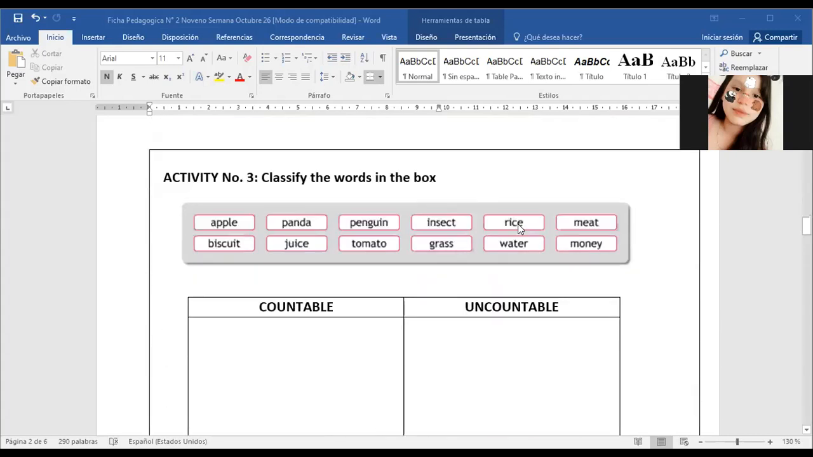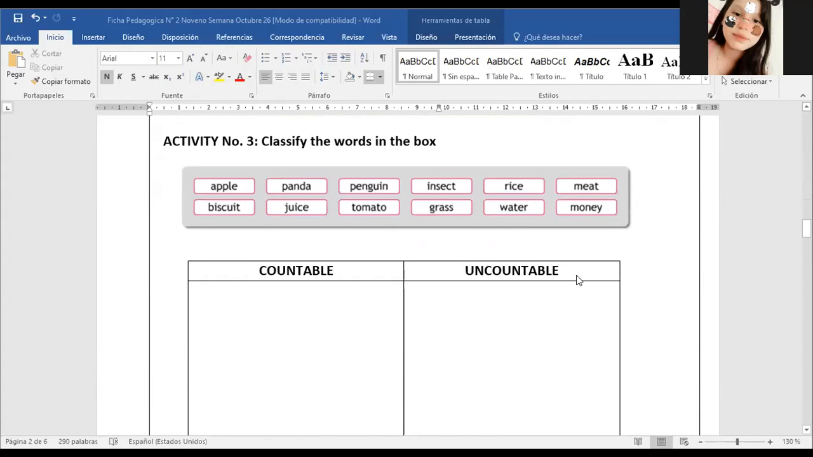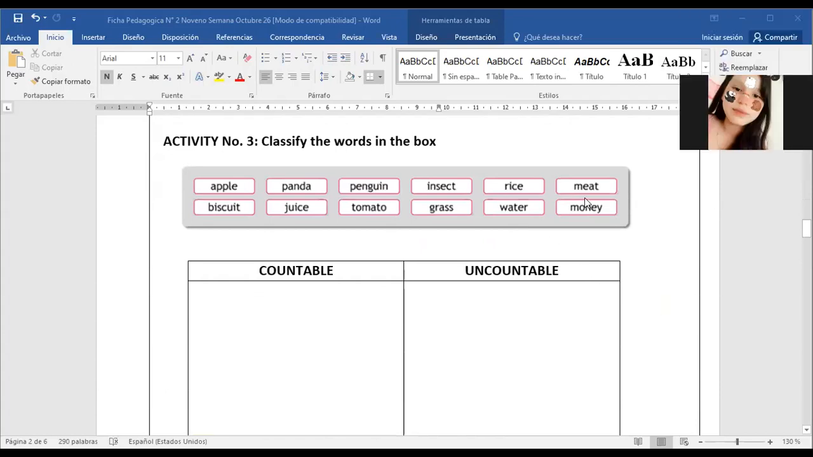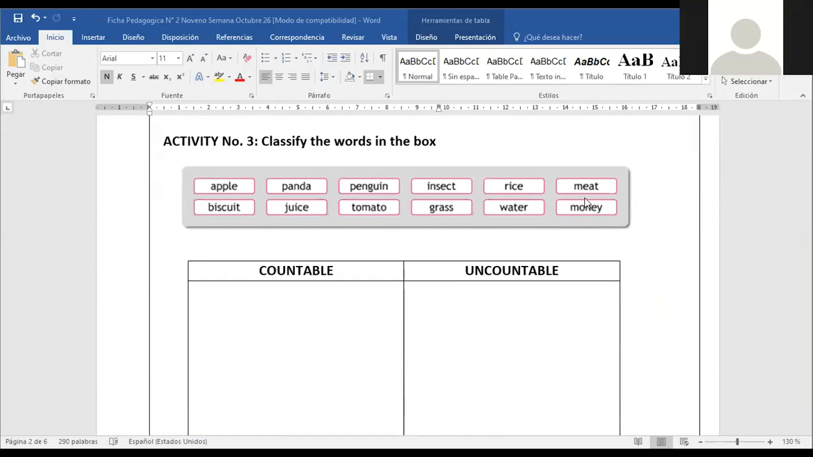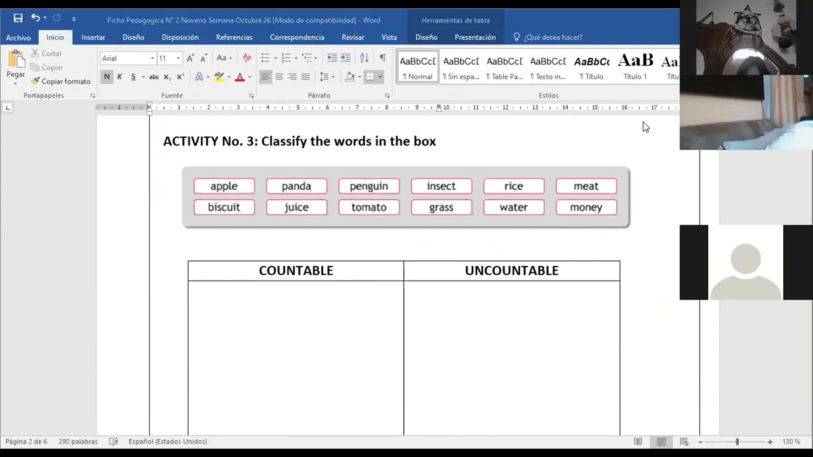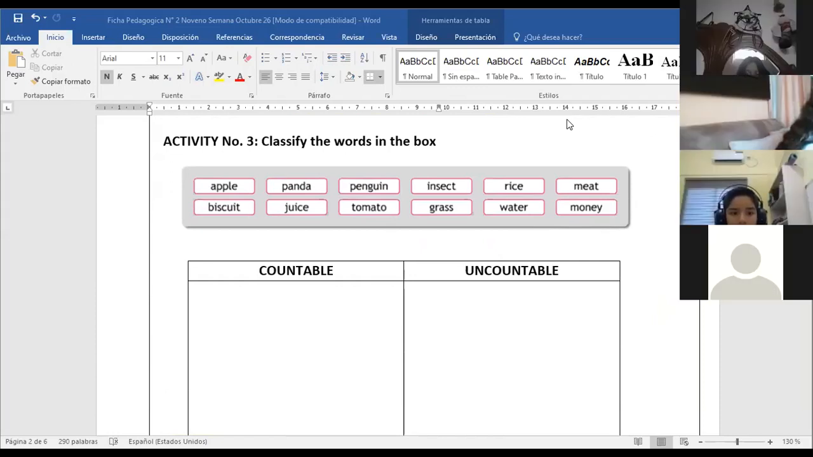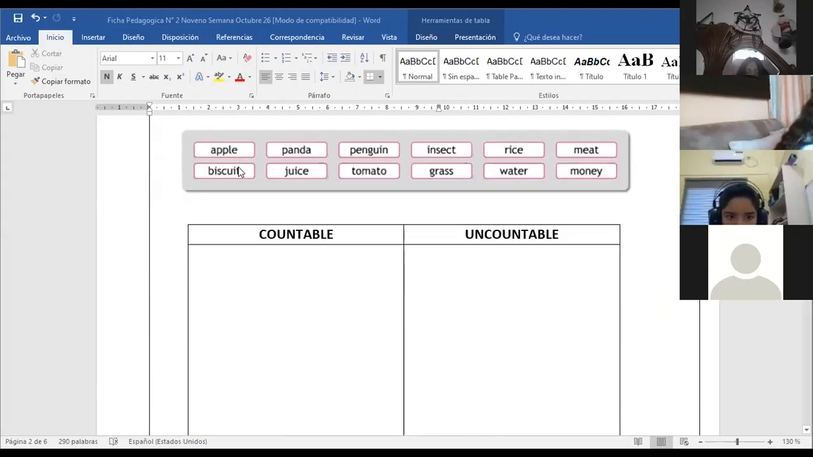Now, activity 3. Jean-Pierre, please turn on your cameras, guys. Thank you. Mr. Baggio, please, read activity 3. Classify the words in the box. Classify, exactly. Okay, read the words, Jean-Pierre.